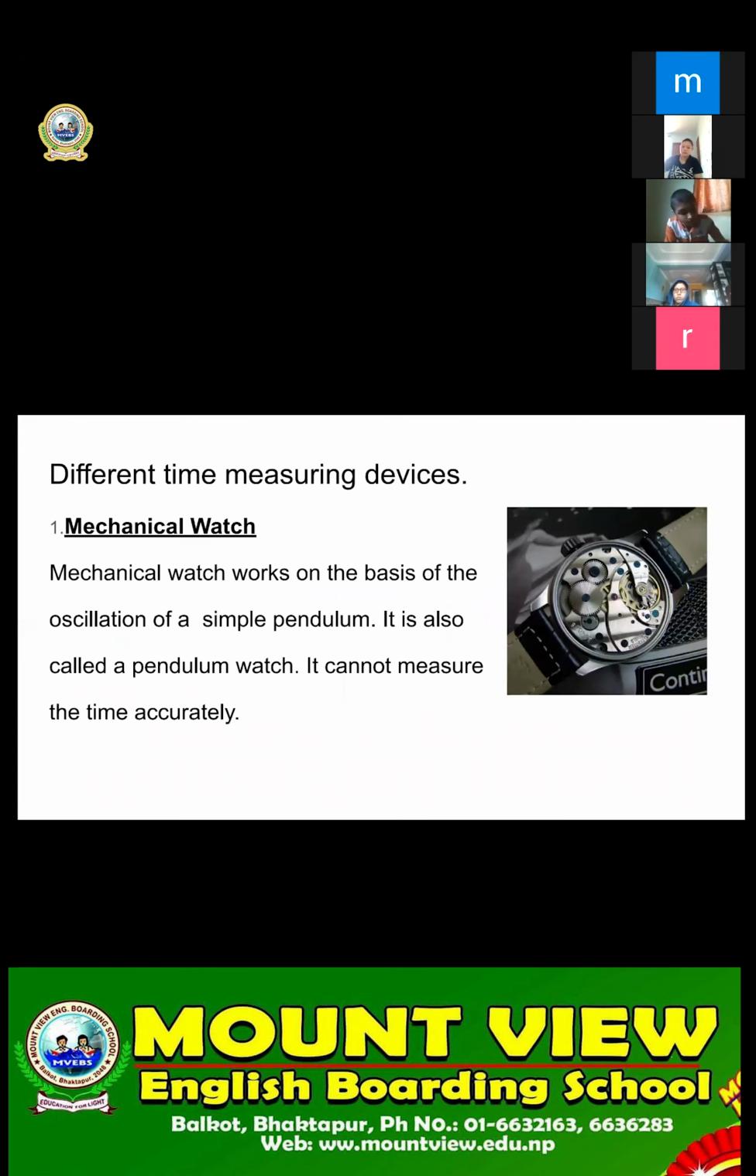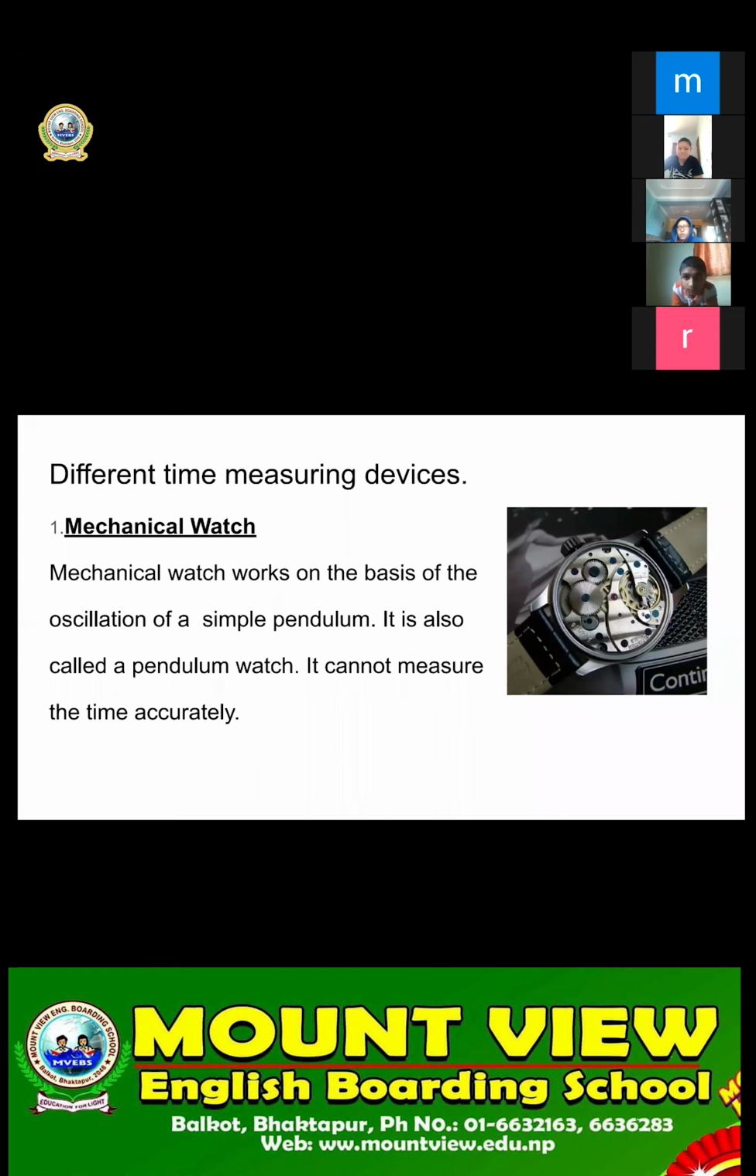Now let me connect today's class to another topic. This is prepared on the basis of our syllabus. Dear students, once we know what time is, what units we use to express time, and the name of the device we use to calculate time, we should also know the different types of devices that we use to measure time in different places. So we have different time measuring devices.